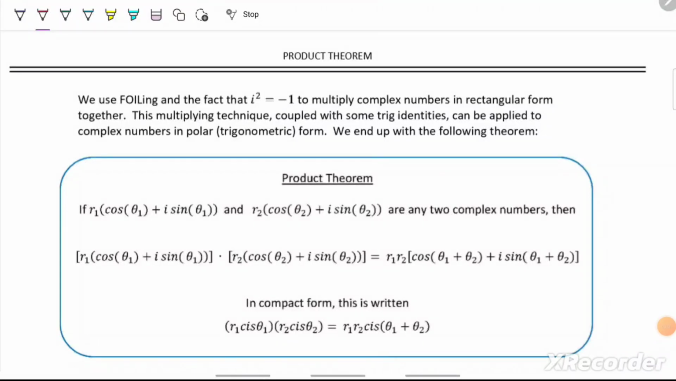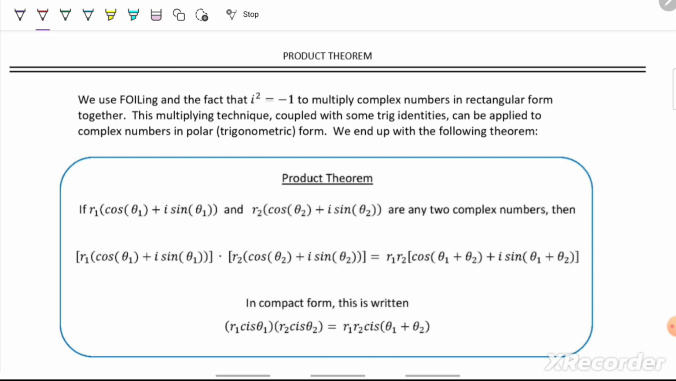In this video, we'll discuss how to multiply complex numbers that are in polar form. We use foiling and the fact that i squared equals -1 to multiply complex numbers in rectangular form together. Well, this multiplying technique, coupled with some trig identities, can be applied to complex numbers in polar form, and we end up with the following product theorem. And it looks a lot worse than it is.